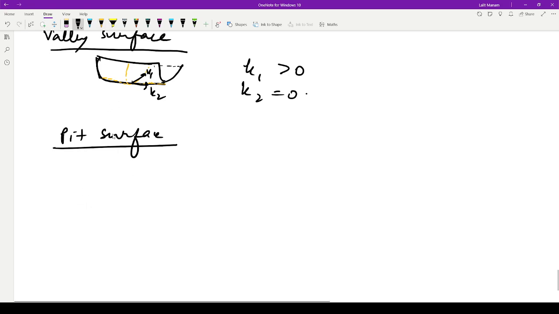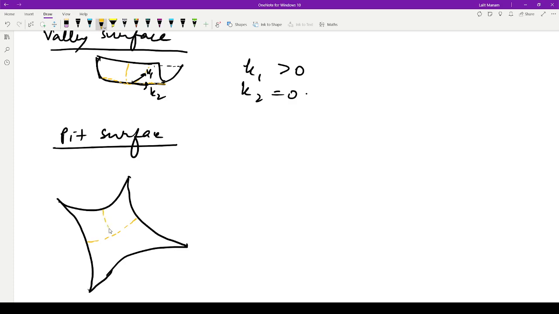I need the principal curves. So, a pit surface is the opposite of a peak surface. It will look something like this. What was a peak surface? For both the principal directions, we had maxima, right? Yes, sir. Here, both will have minima. So now you know the answer as well, I guess. But still, I'll explain it.